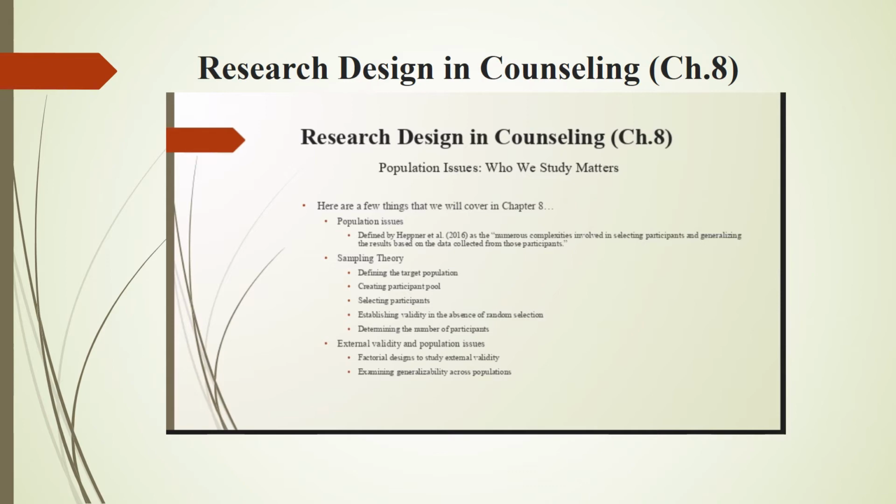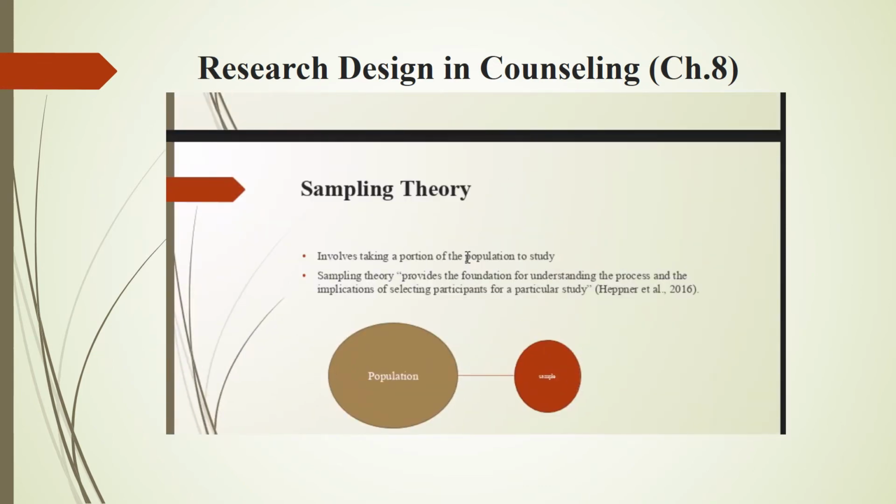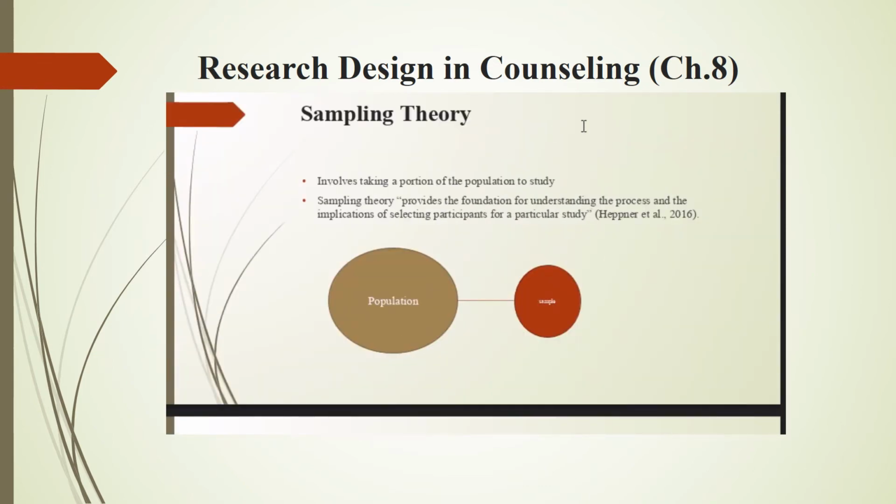We'll also look at sampling theory, defining the target population, creating the participant pool, the selecting of participants, establishing validity, and determining the number of participants, as well as external validity and population issues, including factorial designs, and examining generalizability across populations. So, moving to sampling theory, this involves taking a portion of the population to study.